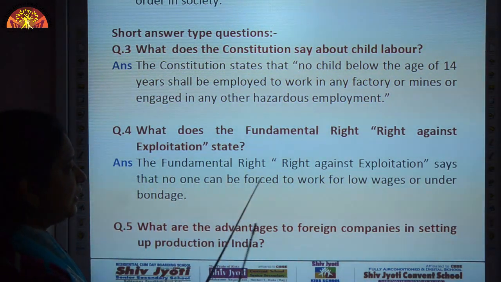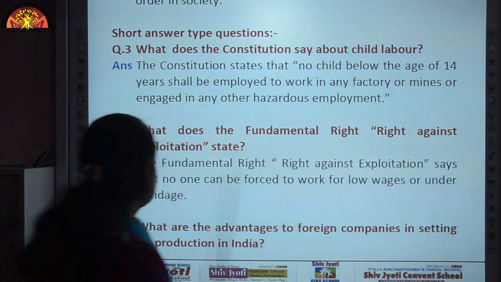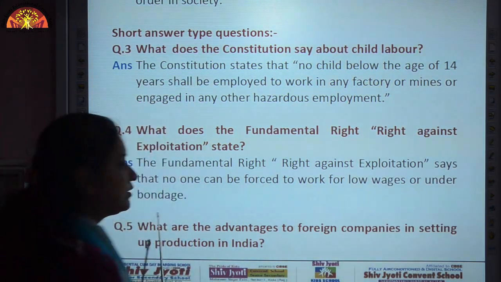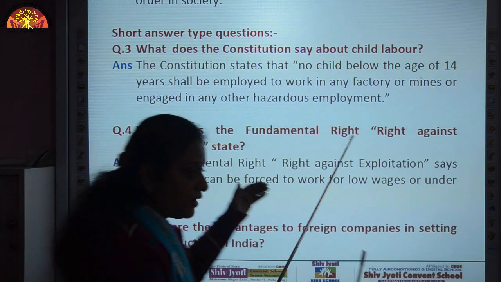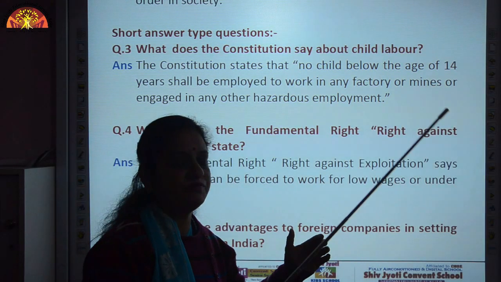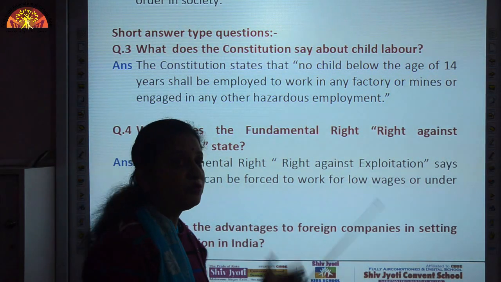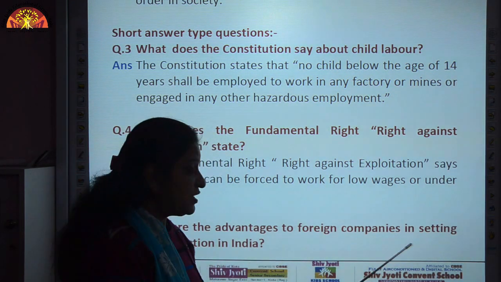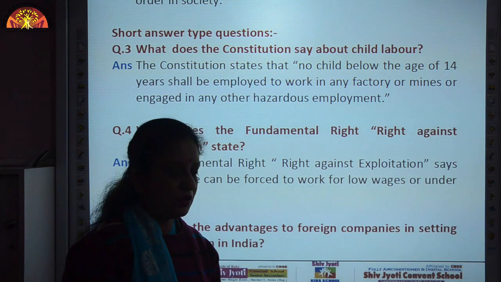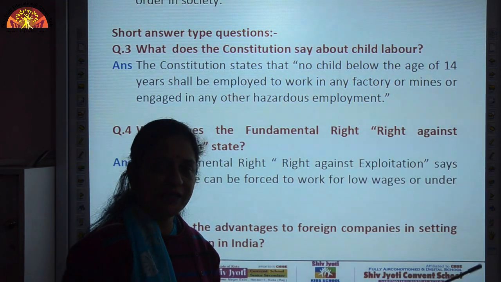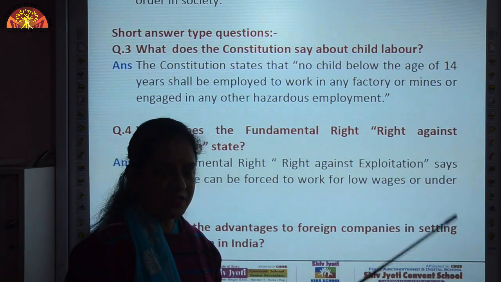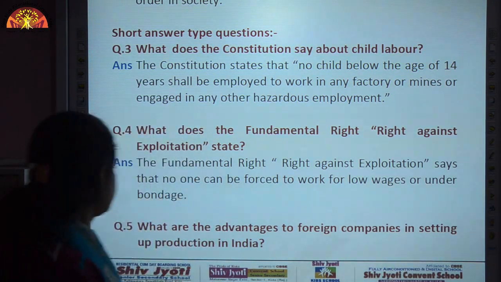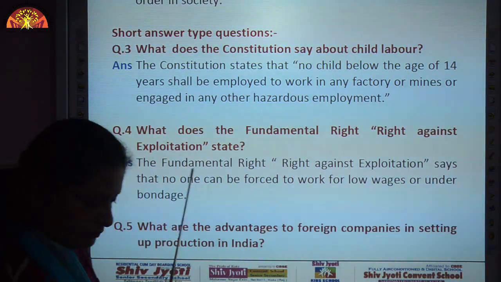Okay. Question 4. What does the fundamental right against exploitation state? The fundamental right against exploitation says that no one can be forced to work for low wages or under bondage. That the industrialist or, we can say, entrepreneur cannot force anyone to work for them on low wages. It is a duty of industrialists to provide them equal wages and the right wages, we can say, according to their work.